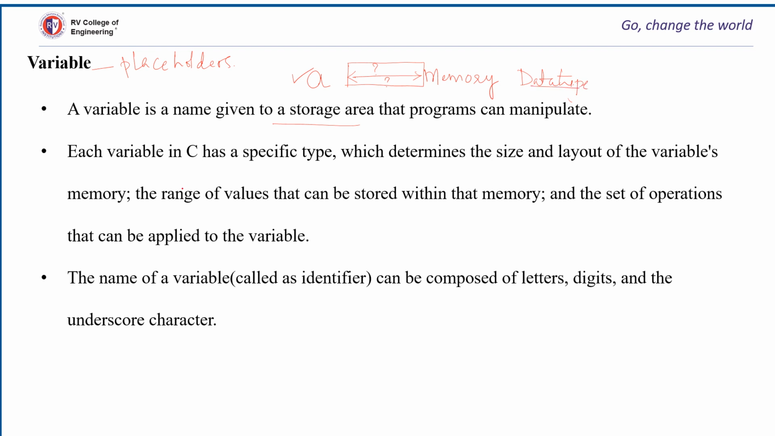Each variable in C has a specific type. This determines the size and layout of the variable's memory, what the range of values is, and what operations can be performed on this variable. All of this is decided by the data type. As discussed previously, the variable name is composed of letters, digits and underscore characters.